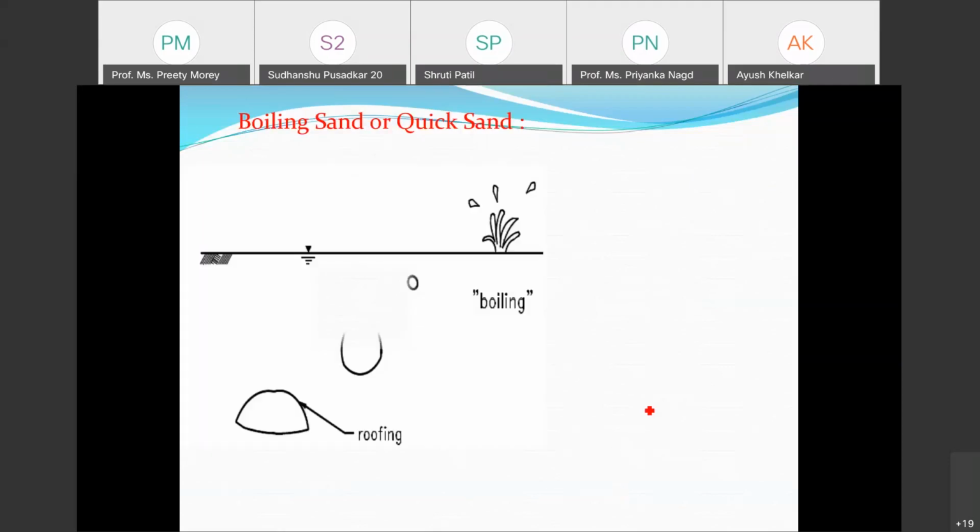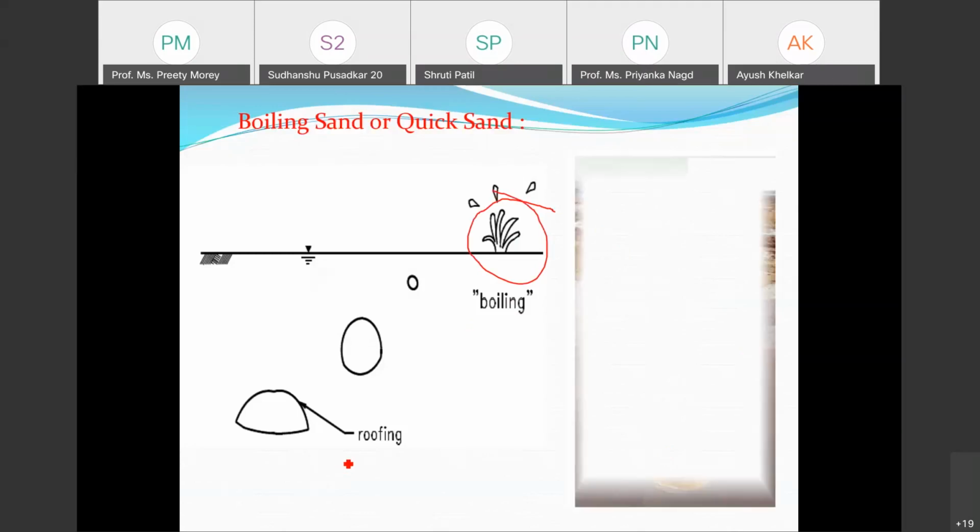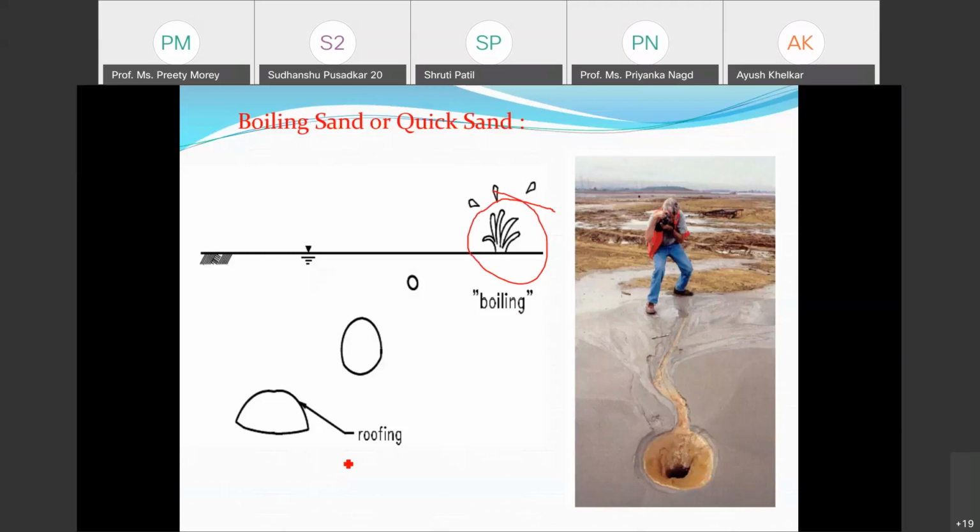So this is indicating that in this situation, the sand is coming up, it is boiling. See, this is a situation where the boiling has taken place and the sand from the ground has come up because of this activity. Now, how this happened and why it has happened, we need to understand.